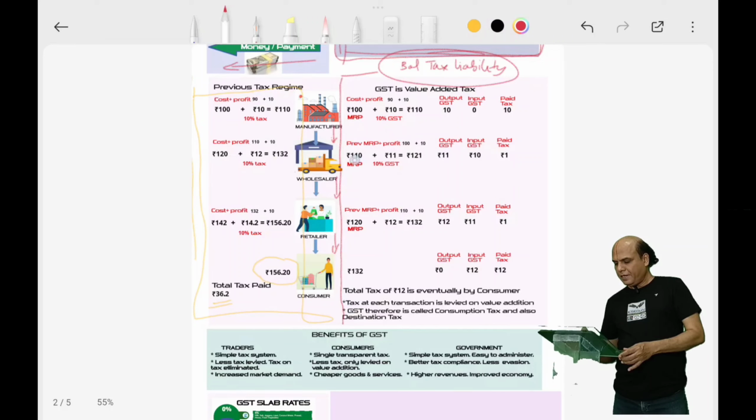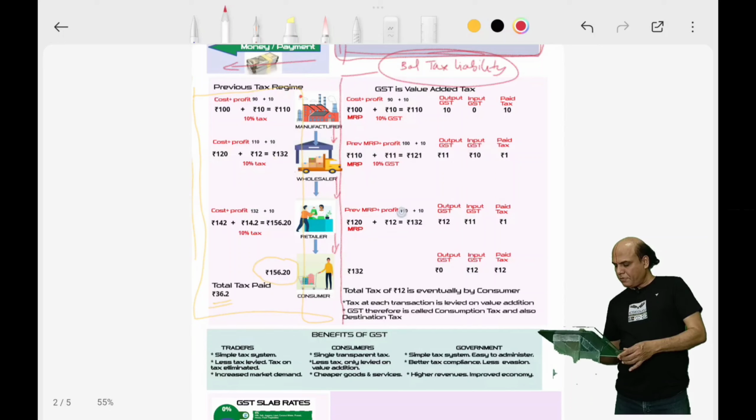On this 110, he has to pay 10% GST. So 10% of 110 is 11. So the total price works out to 121. That means the retailer has paid 121 to buy the goods. So now, from the consumer perspective, for the retailer, his cost price is 110 rupees.